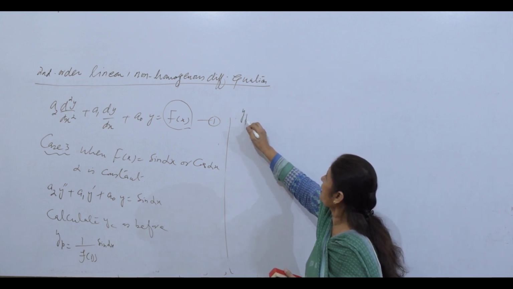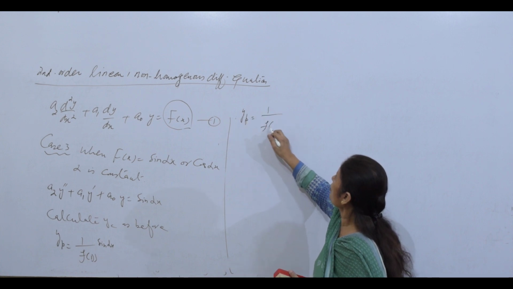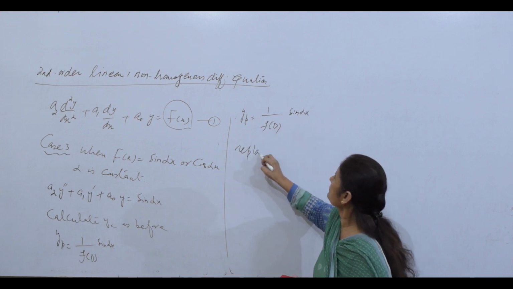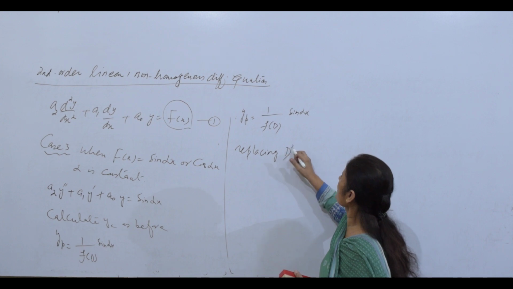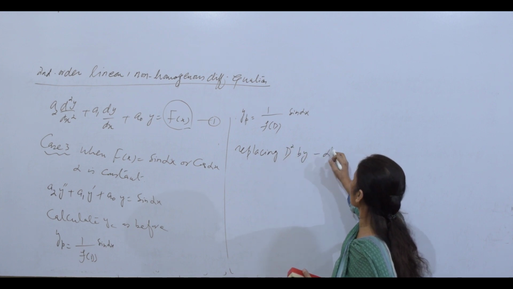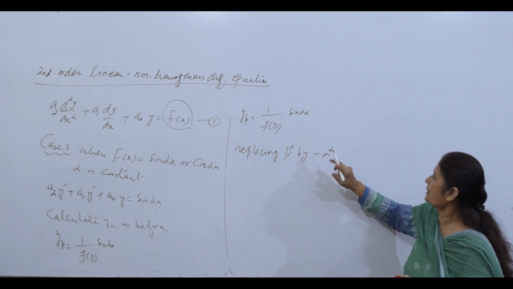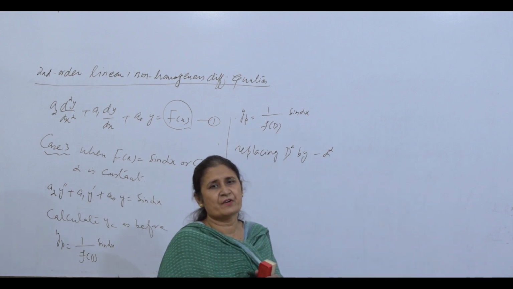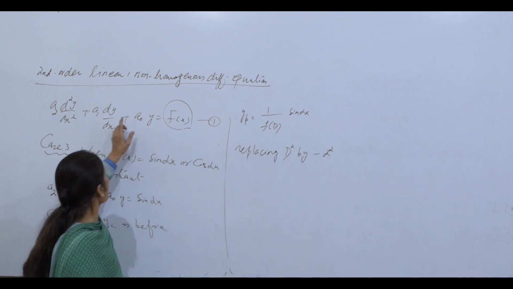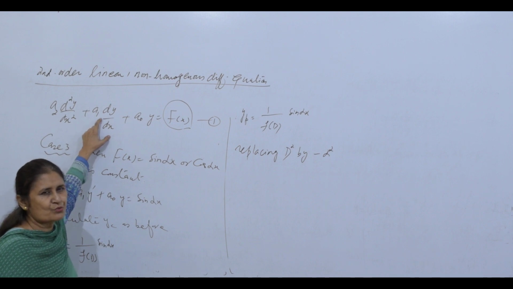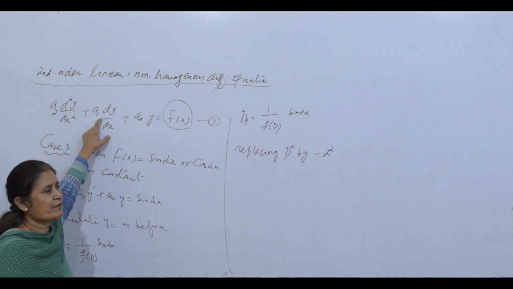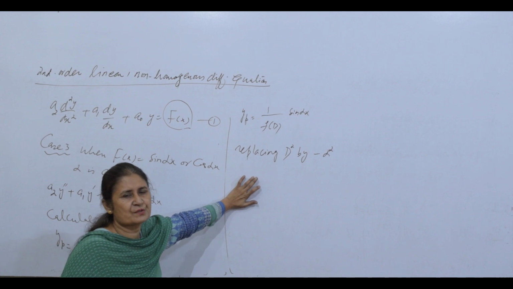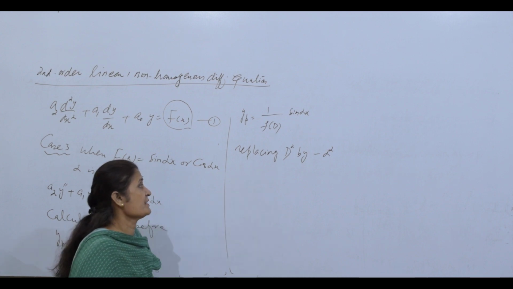So yp is 1 over polynomial in D, sine alpha x, replacing D square by minus alpha square. Look at that, minus alpha square. You have to replace D square by minus alpha square, but a second order differential equation contains D in it. You are not going to do anything with D. You have to have D square, D square by minus alpha square. You have to do this.